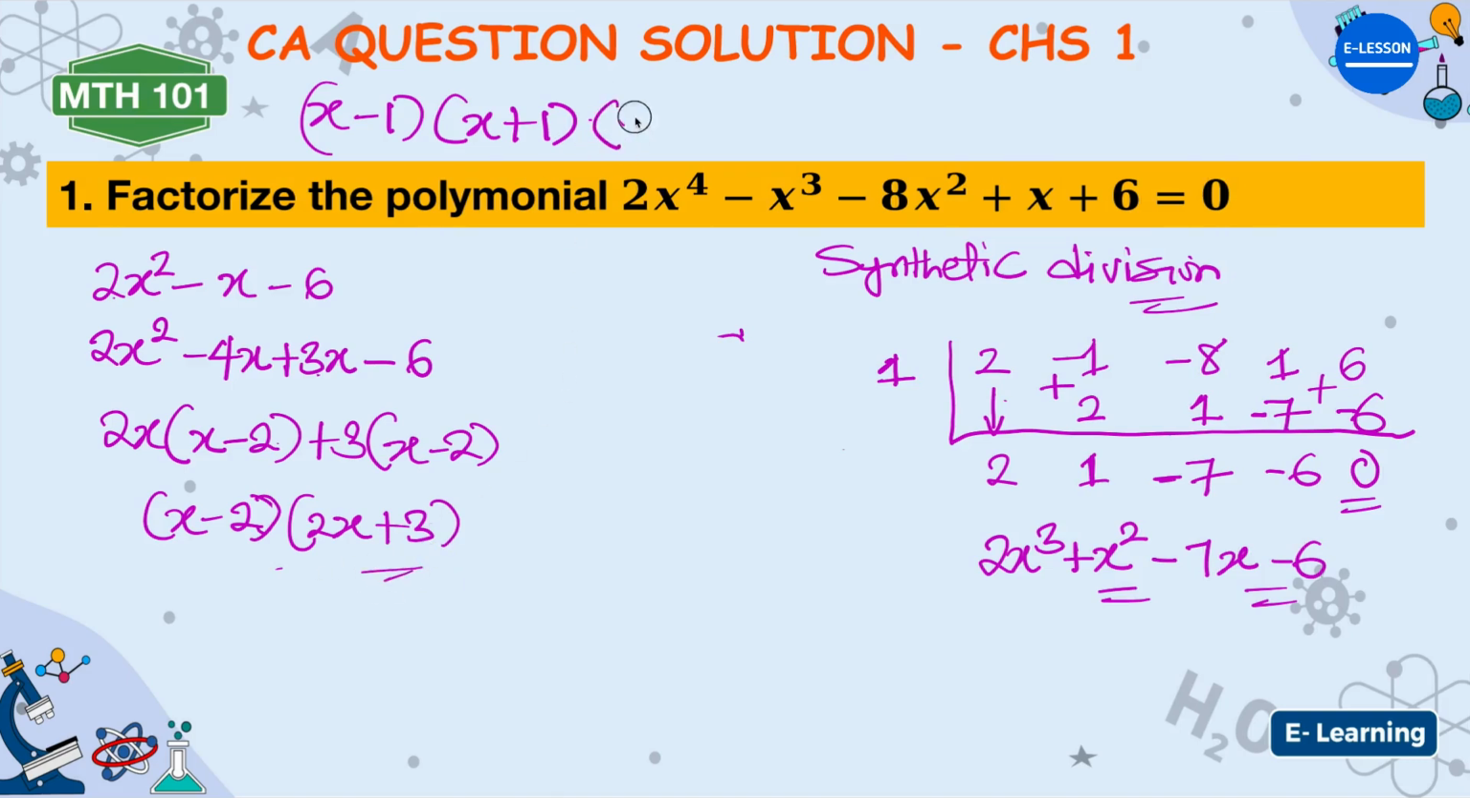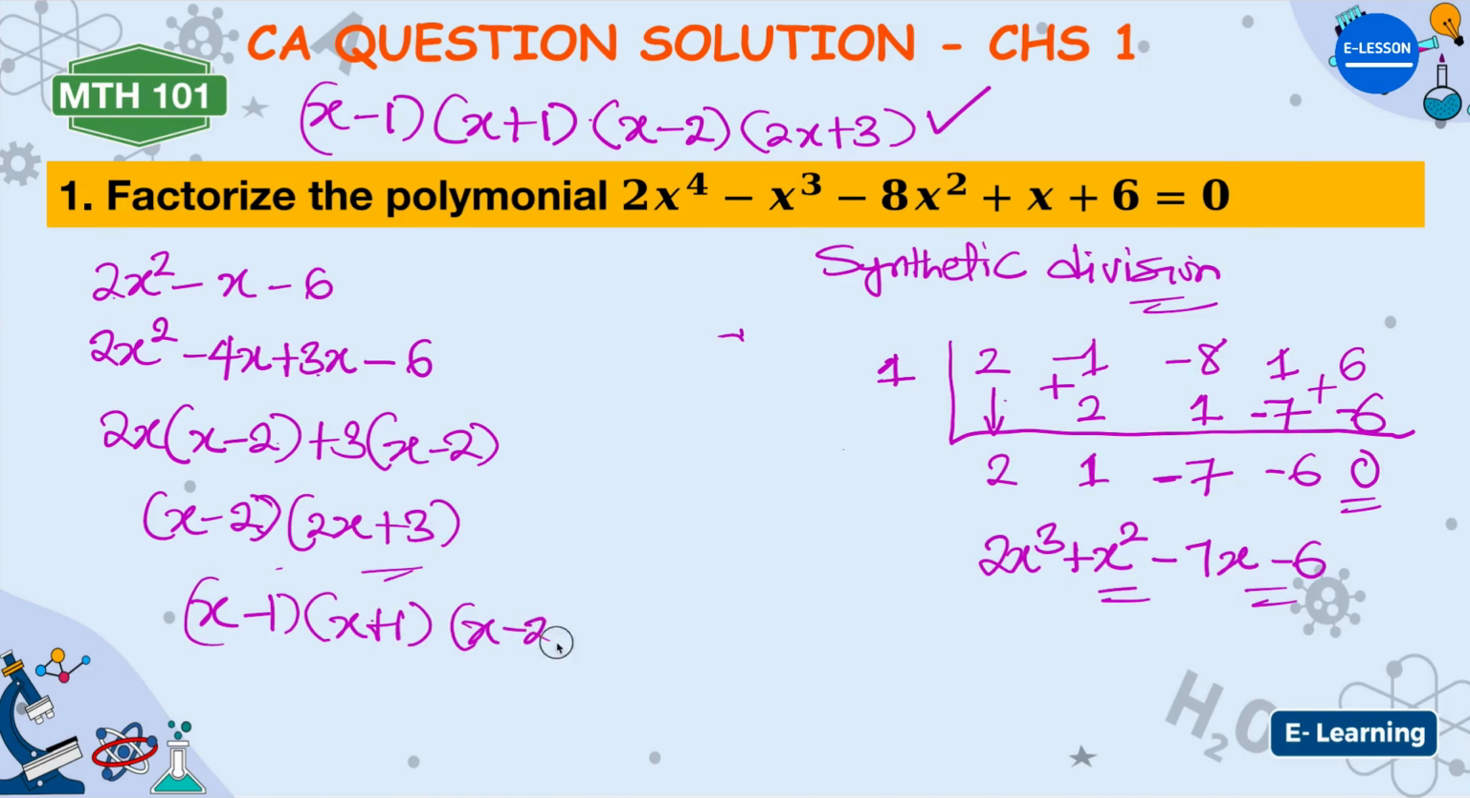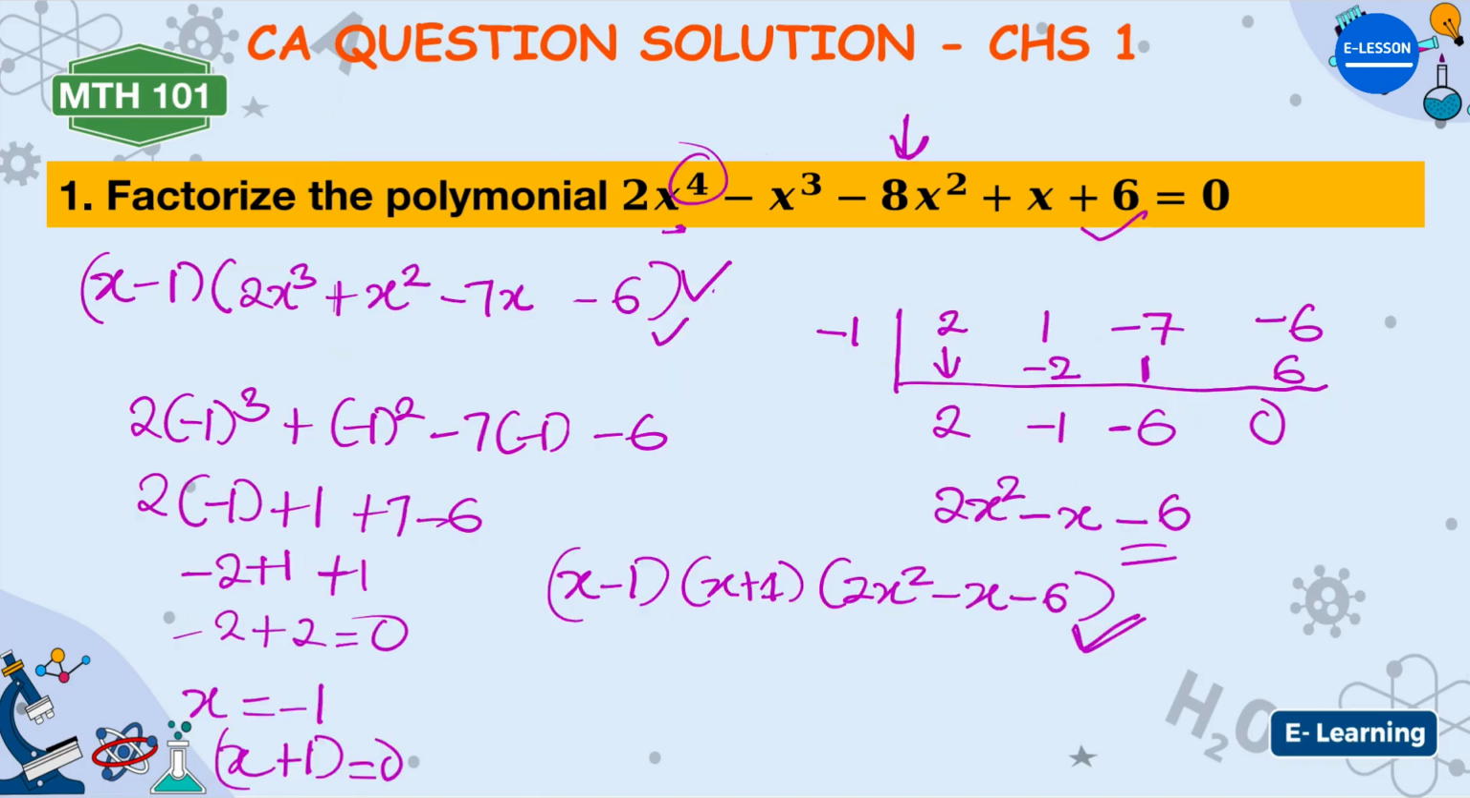So the factors now are x minus 2 and then 2x plus 3. So you factorize this completely. These are the factors. So the correct answer to this question is what we have up there: x minus 1, x plus 1, x minus 2, 2x plus 3. All right? It's a very stupid question, but we just have to solve it.